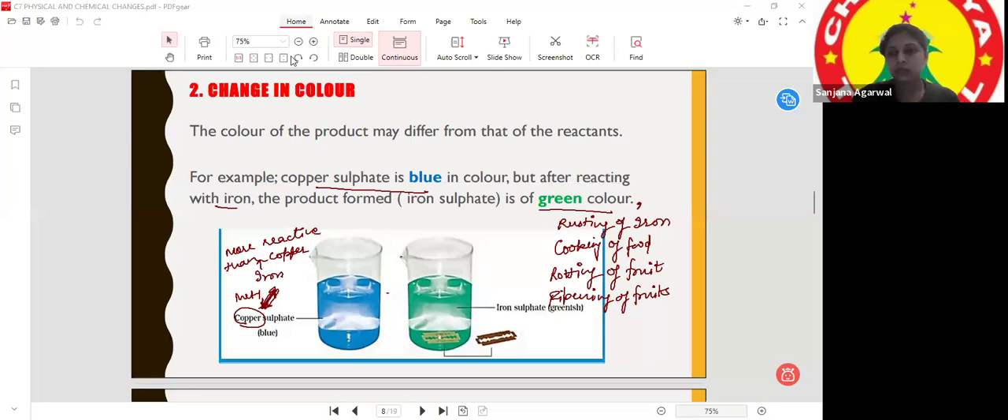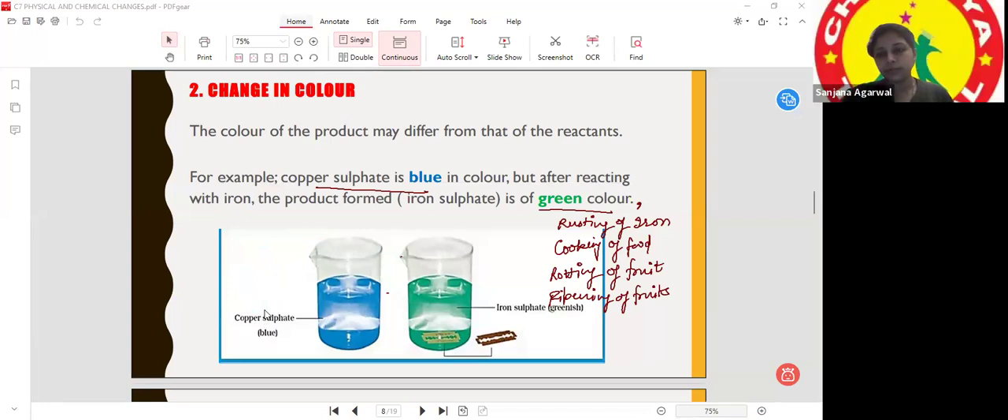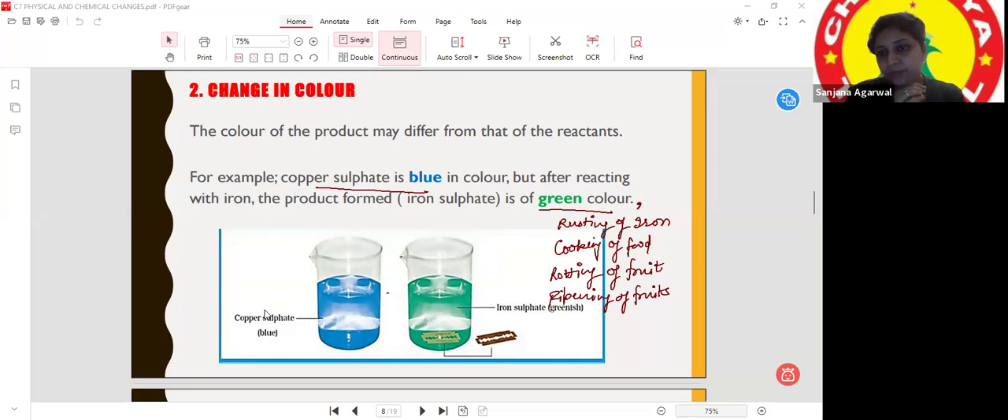Noted? Ma'am, one minute, sorry, I have erased this part. Ma'am, can baking a cake be a chemical change? Yes, baking of a cake is a chemical change. I hope it is done now. Yes.